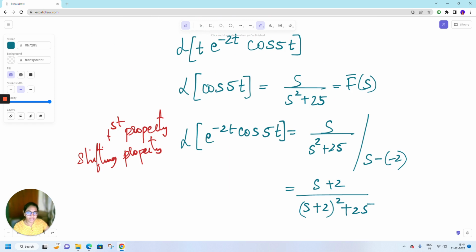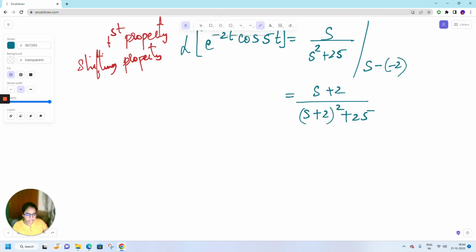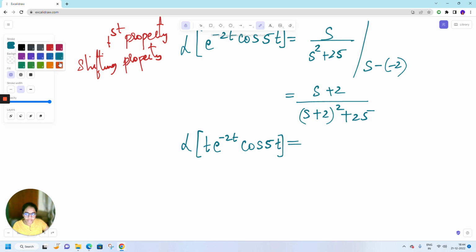What else do we have? We have t in the question. So let me bring in that t. Laplace of t e power minus 2t cos 5t is equal to, yes. Here, which property do you apply? Suppose we have already found this Laplace. We will consider it as f of t now, and whatever we have here would be our t to the power n.